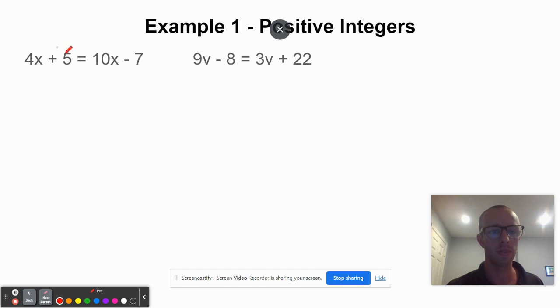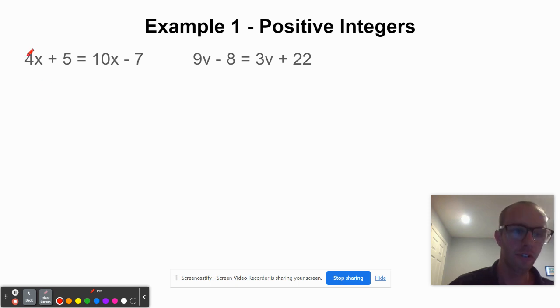So let's look at this first question here. 4x plus 5 equals 10x minus 7. What we have to do is get it so that there is only a variable on one side of the equation. I prefer to work with positive numbers. And if you prefer to work with positive numbers, then you should always get rid of the smaller variable term. You can get the right answer no matter which one you choose. I prefer to find the smaller one.